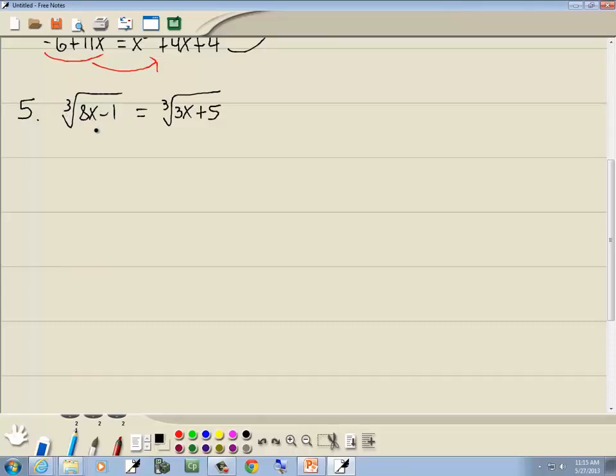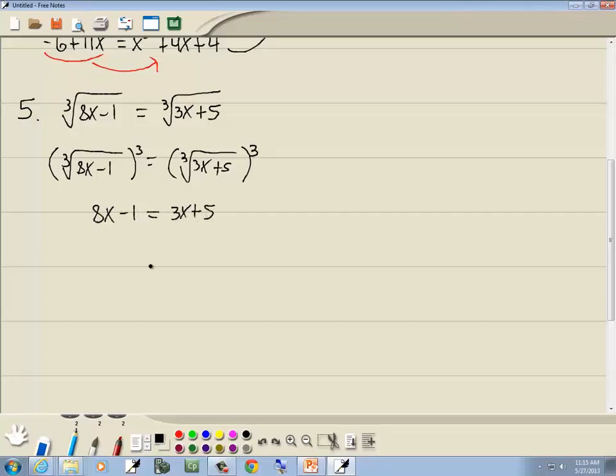Step 2, raise both sides to a power equal to the index. The index is the number in the slot here, which is a 3, so we're going to take both sides to the 3rd power. Now remember, when your index matches the power you're raising it to, they cancel away, including the radical, and we're left with what's inside the radical. So we got 8x minus 1 equals 3x plus 5.